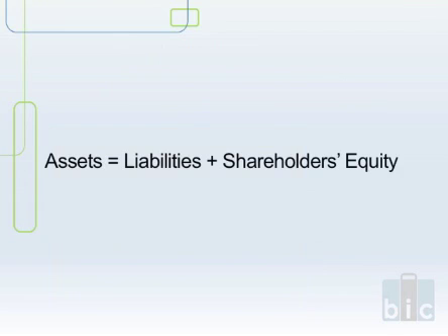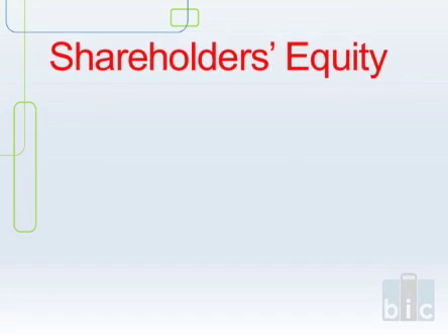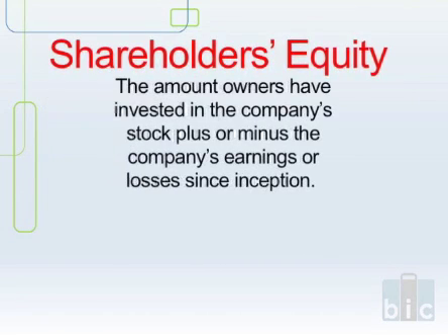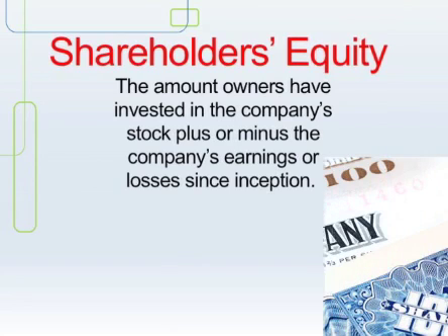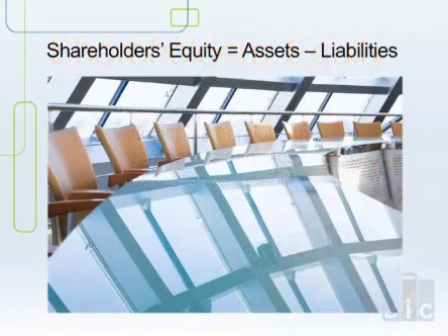On the same side of the equation is shareholders' equity, which is sometimes called capital or net worth. Shareholders' equity is the amount owners have invested in the company's stock, plus or minus the company's earnings or losses since inception. It's the money that would be left if a company sold all of its assets and paid off all of its liabilities. This leftover money belongs to shareholders or the owners of the company.